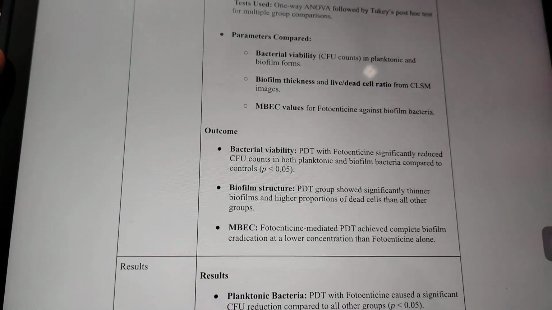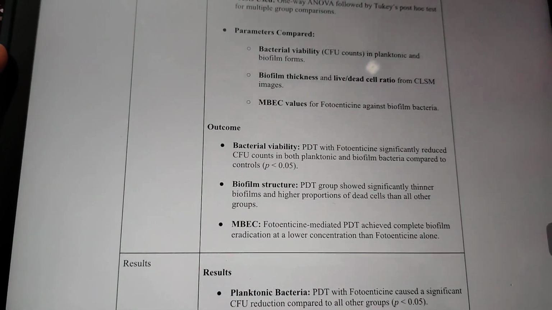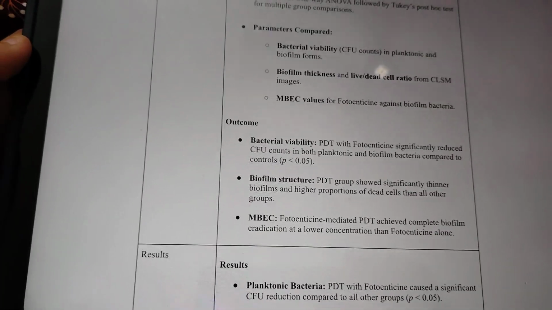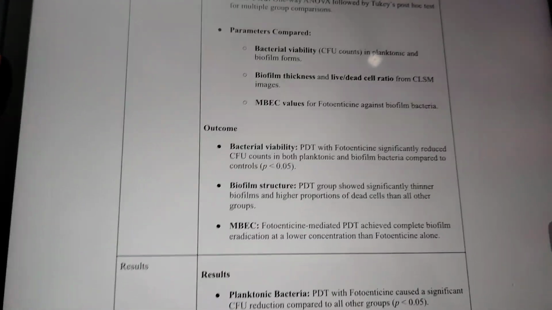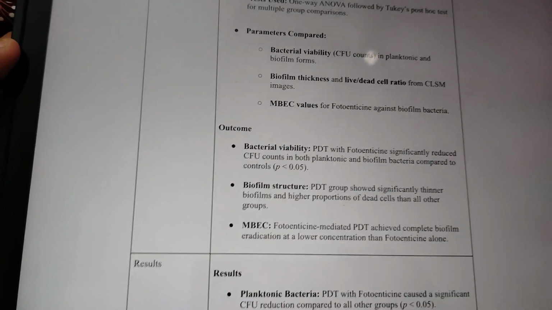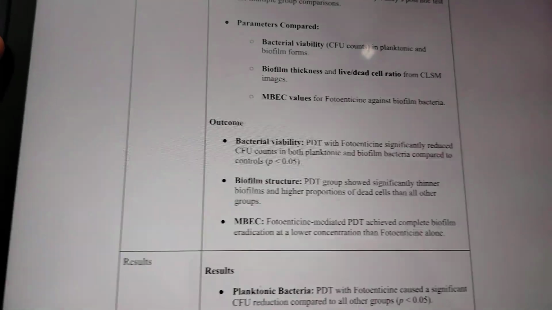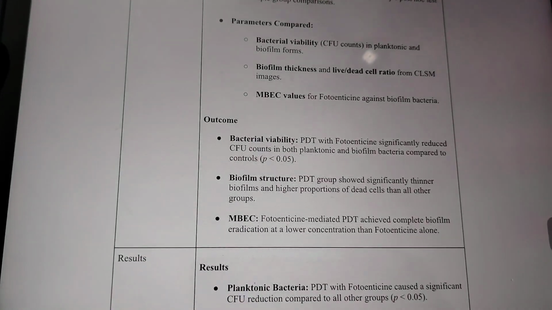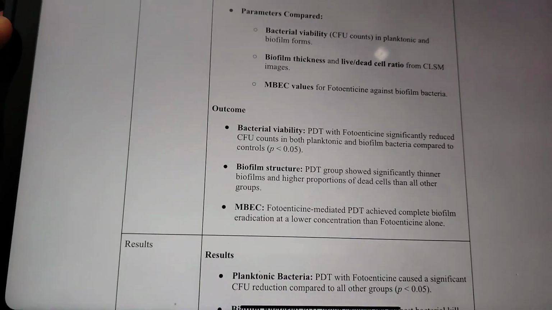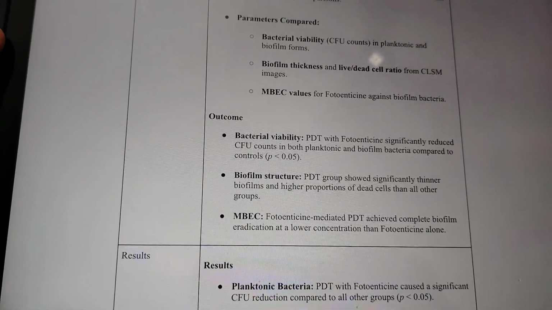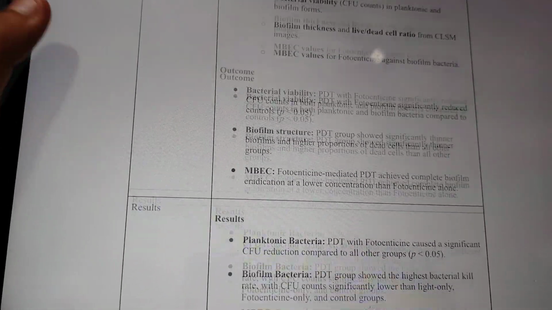Photodynamic therapy with photoenticin significantly reduced CFU counts in both planktonic and biofilm bacteria compared to controls. Biofilm structure: PDT group showed significantly thinner biofilms and higher proportions of dead cells than all other groups. MBEC: photoenticin mediated PDT achieved complete biofilm eradication at a lower concentration than photoenticin group alone.